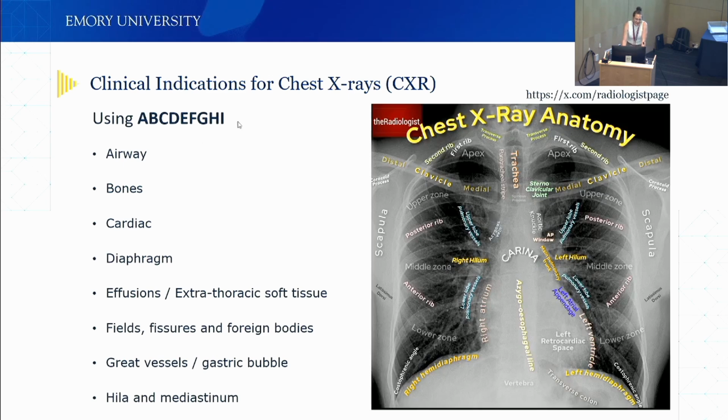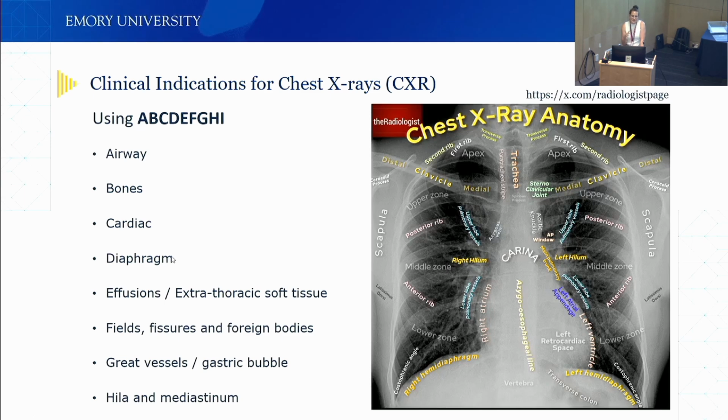Most people, especially radiologists, go through all the letters. So it's for airway, bones, cardiac, diaphragm, effusions and extrathoracic soft tissue, fields, fissures, and foreign bodies, great vessels, the stomach, and then hilum and mediastinum. The reason why I wanted to show these is because you can see there's a lot of this on this X-ray. Don't need to learn all of it, but all of these things we can do with X-rays.